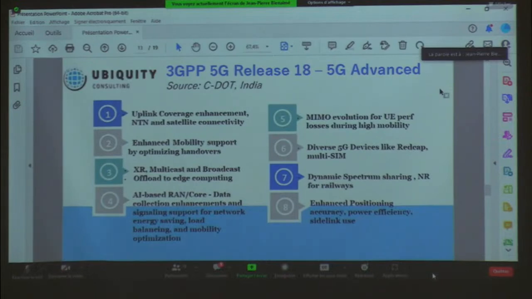Now, let's go to the future, to the roadmap towards 6G with 5G Advanced, Release 18. Here also I took a slide from my Indian colleague, Sika Srivastava, which is quite interesting in summarizing the features that will be brought, because it's not finished. The research is undergoing. On Release 18, there are features such as satellite connectivity, XR, multicast and broadcast, AI-based RAN and core, MIMO evolution, dynamic spectrum sharing, and so on.